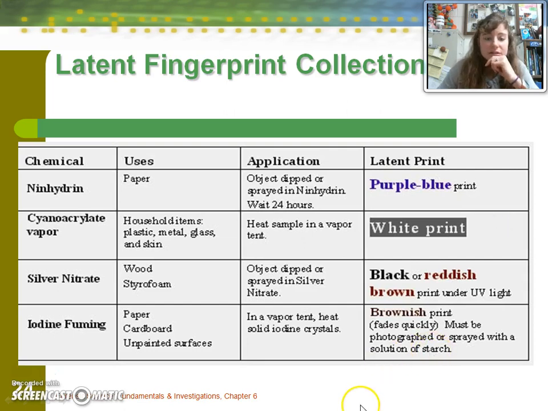Here are the ways to process prints. So let's say you've already dusted, and now you've got to try to make it visible, or maybe you haven't already dusted. Maybe there were latent prints that were very hard to see. So you're dealing with paper. Ninhydrin would be something you would use. Cyanoacrylate is good for fuming or processing these types of items: plastic, metal, glass, also skin. Silver nitrate, wood, and styrofoam, and then iodine fuming, good for these products here. I would invite you to go ahead and pause your screen now and take a closer look.